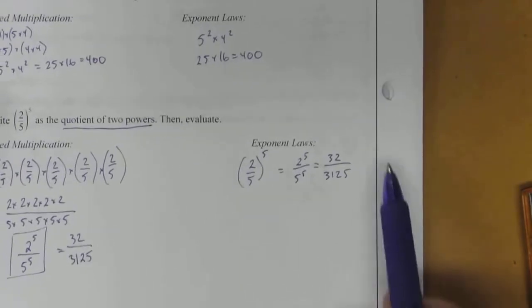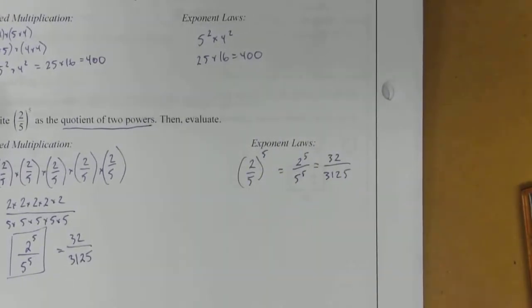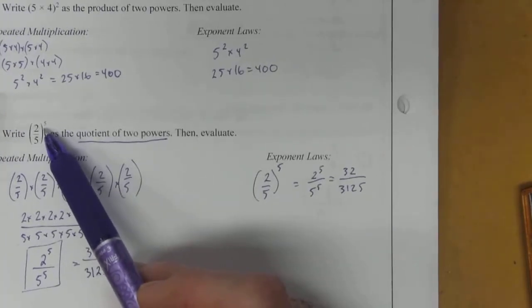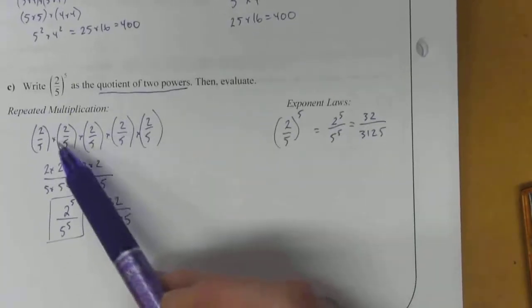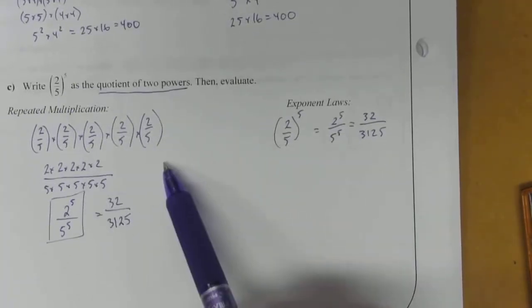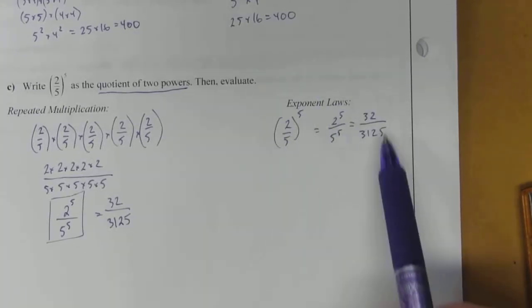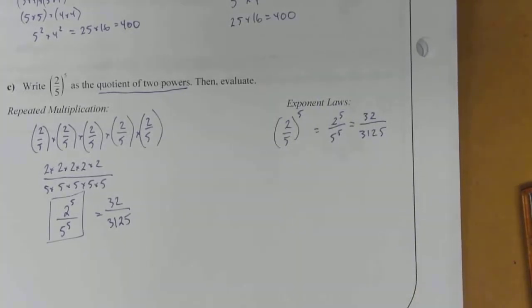So again, significantly less writing involved. And that's with a relatively small exponent. If this exponent was much larger, you would have a lot more writing to do if you used repeated multiplication. So using the exponent laws really does make a difference in the workload.